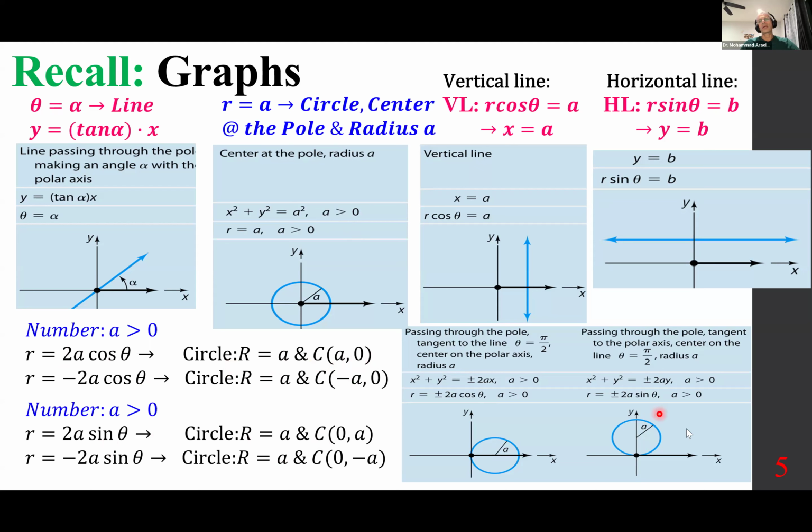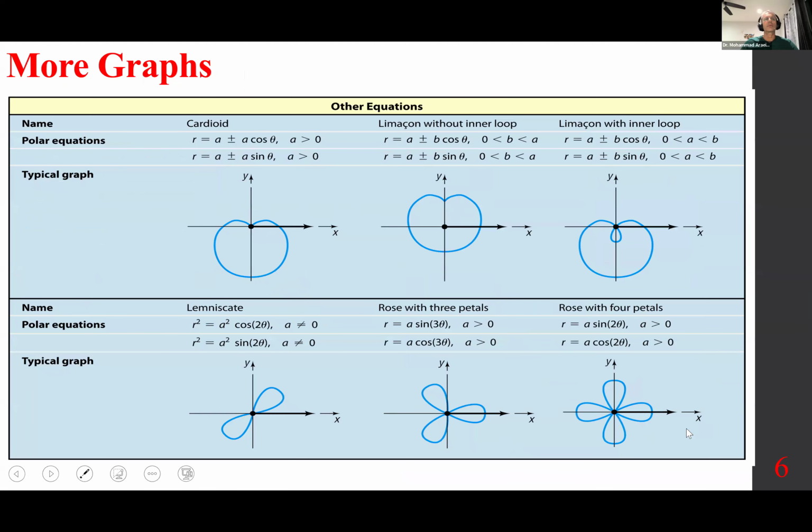There are more graphs that I have here, and even more here. For example, cardioids: r is a plus or minus a cosine theta or sine theta. Okay, limaçons and limaçons with the inner loop, roses, and so on. So a sine n theta, a cosine n theta. And when n is even, the number of petals doubles up. So we have different types of graphs. I just wanted to remind you, as long as you know the basics it is good enough.